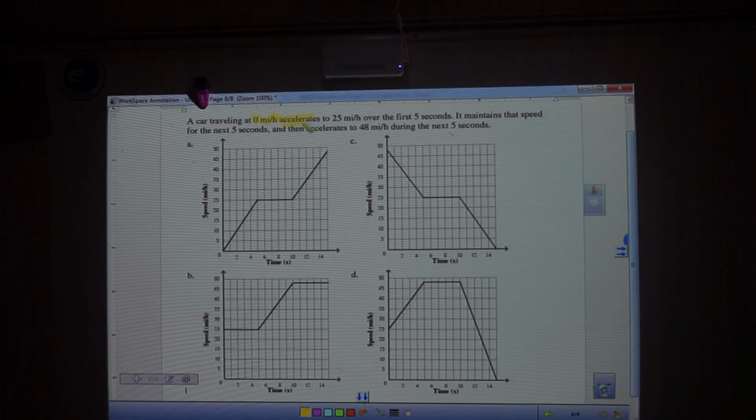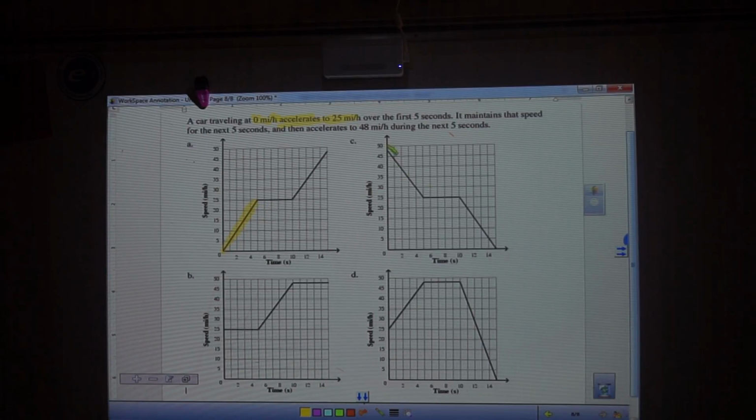Okay, so a car traveling, so the car starts at 0 and accelerates. Accelerates means goes up, goes faster, to 25 miles an hour. So we're going to want to start at 0, and we're going to want to go up to 25 miles an hour. So that means we're going to have a positive slope. Immediately I look at A and I'm like, ooh, that's a match. Okay, so let's see if it continues that way. Over the first 5 seconds. So did it take 5 seconds to go those 25 miles an hour? So I go over 5 seconds, and at 5 seconds I'm at 25 miles an hour. So far that's a match.